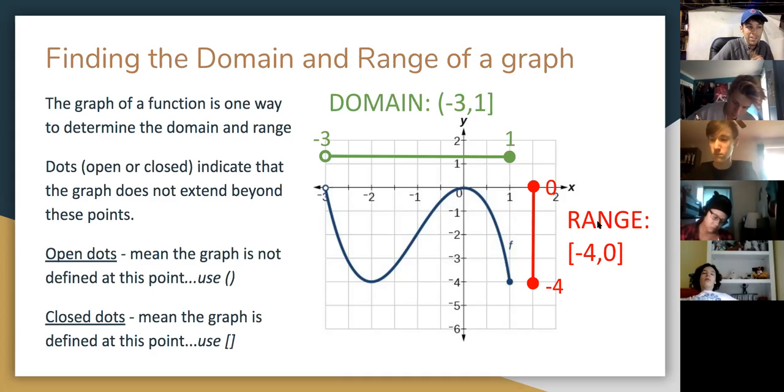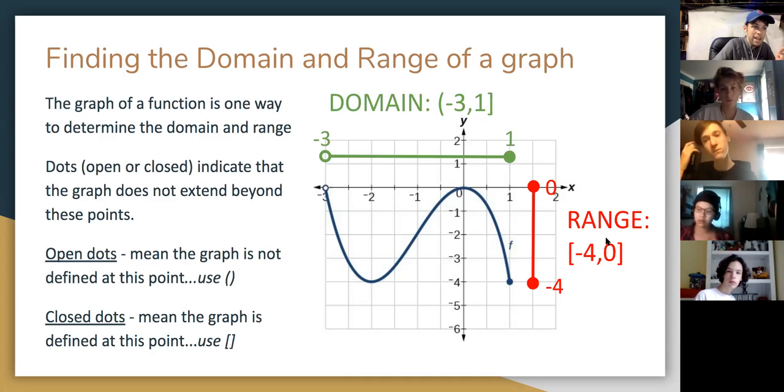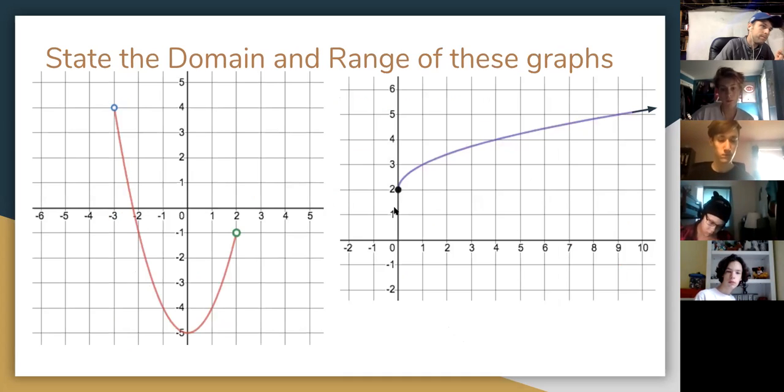Now the range, this is a little tricky. People often do get this one wrong. They do the order of it wrong. You want to use the smaller number first, the bigger number second. But they also look at this right here and they say, it's not defined at this value. It's not defined up at 0.